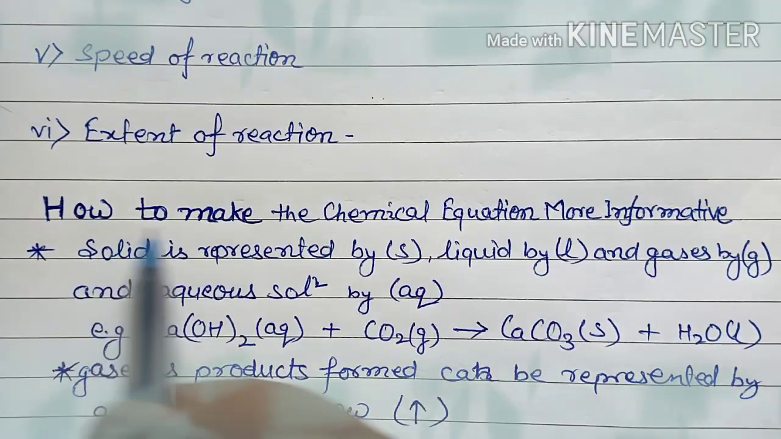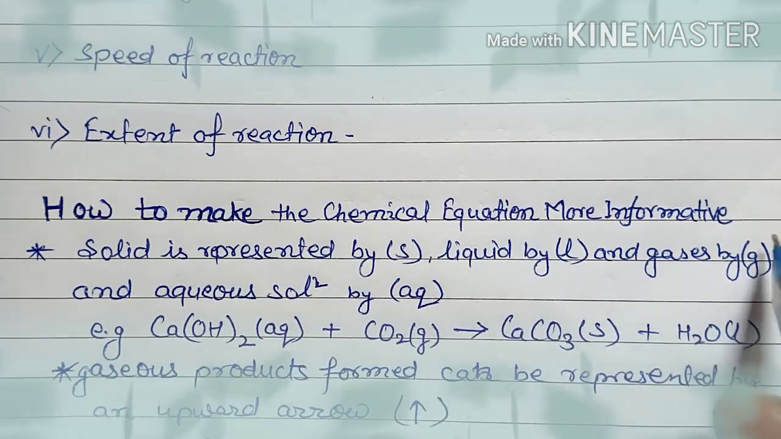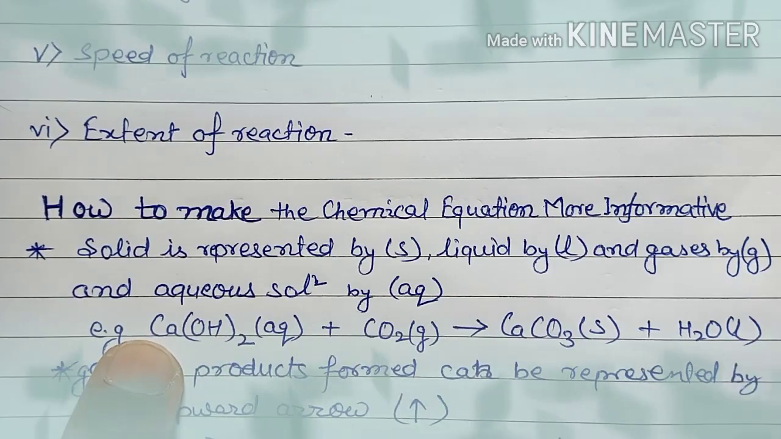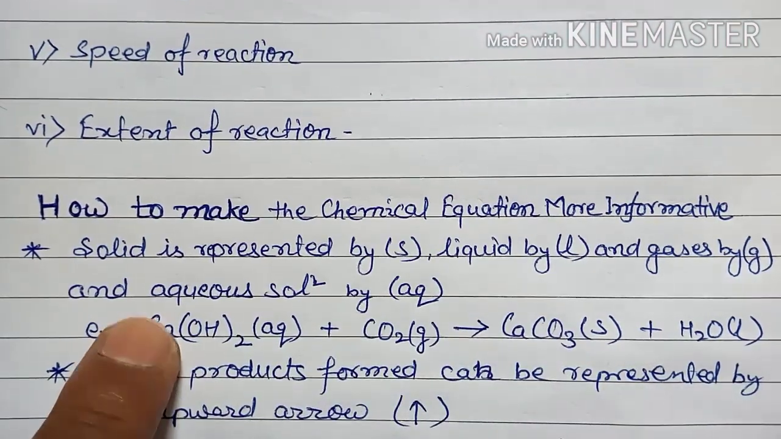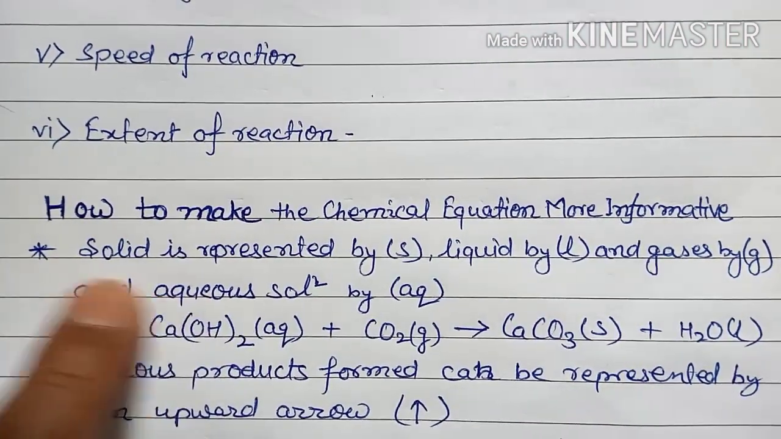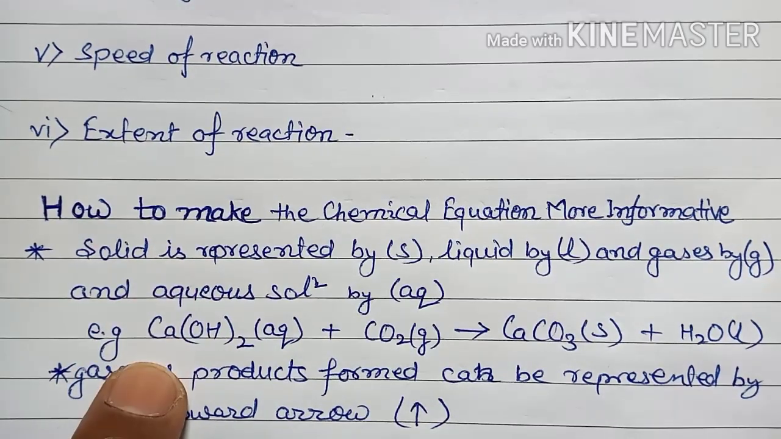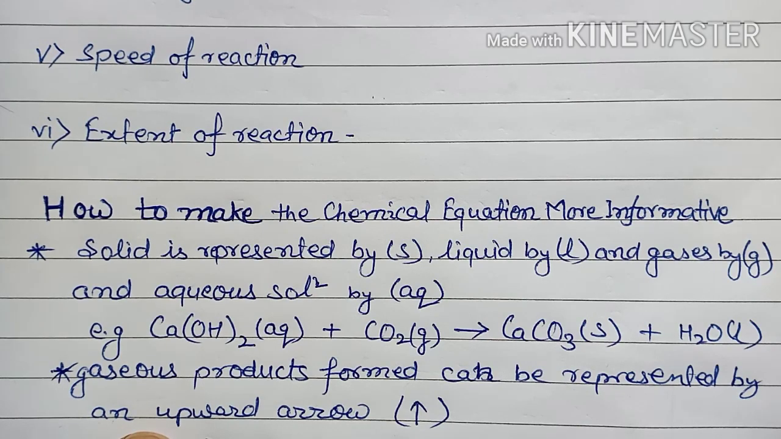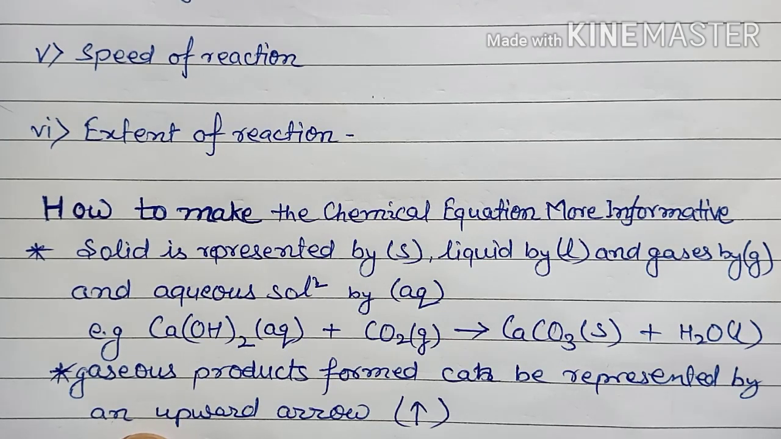Now we will discuss how to make the chemical equation more informative, and we can do so by the following changes. For example, the physical state of reactants and products can be mentioned after the symbol of the element or the formula of the compound, in brackets. Solid is represented by small s, liquid by small l, and gas by small g.